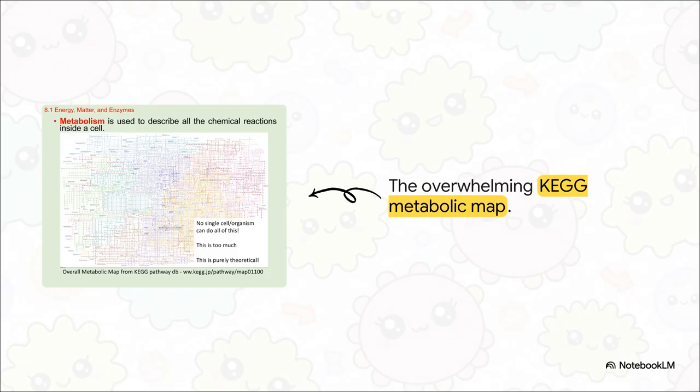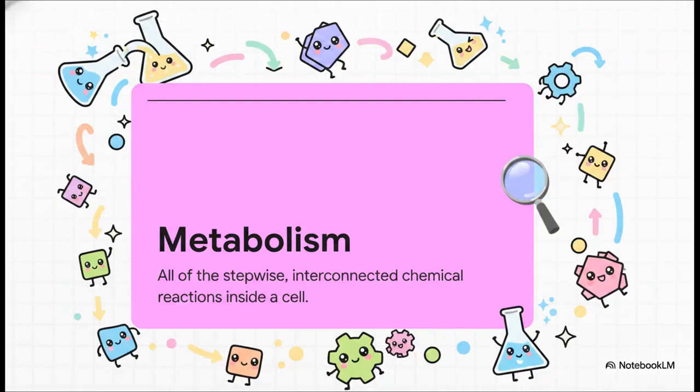Now you're probably wondering, how exactly do these tiny microbes pull off such massive environmental feats? Well, you might recognize this absolutely terrifying web as the KEGG metabolic map. Take a deep breath though. No single cell is out there performing all of these reactions at once. It's really just a theoretical map showing the overarching diversity of what's chemically possible in biology. So let's distill all that visual chaos down to something much simpler. At its core, metabolism is just the sum total of all the stepwise, interconnected chemical engines at work inside a cell. That's the whole shebang.